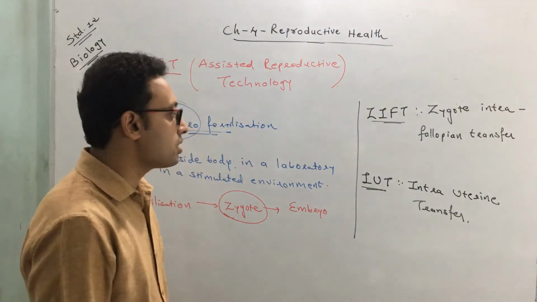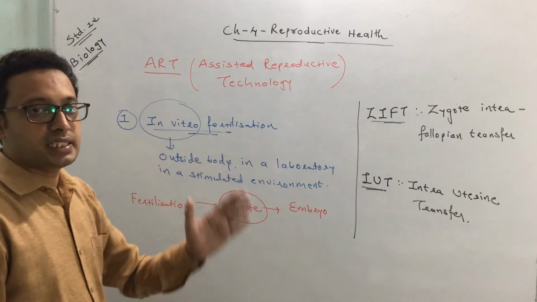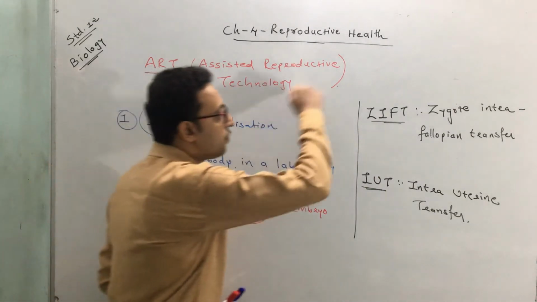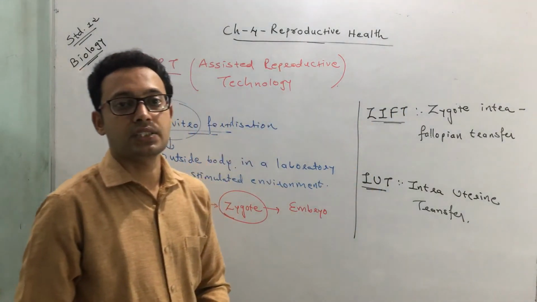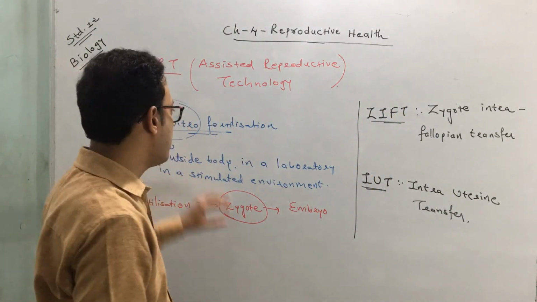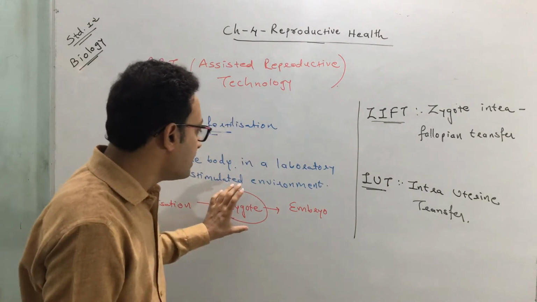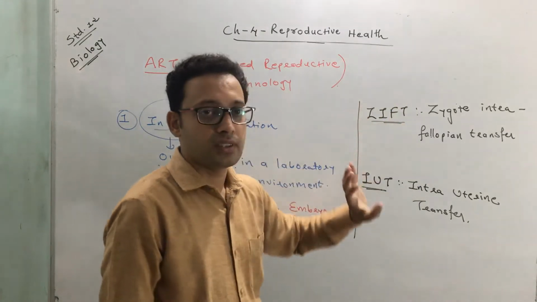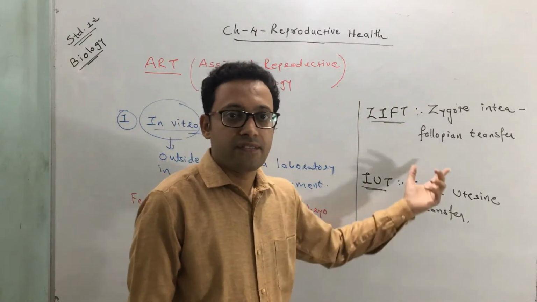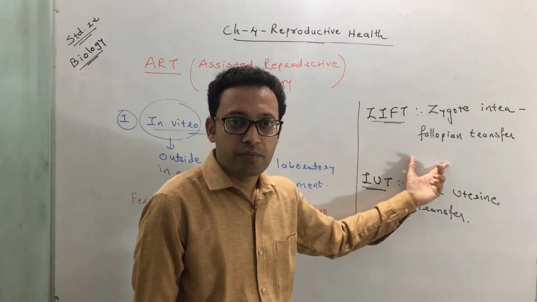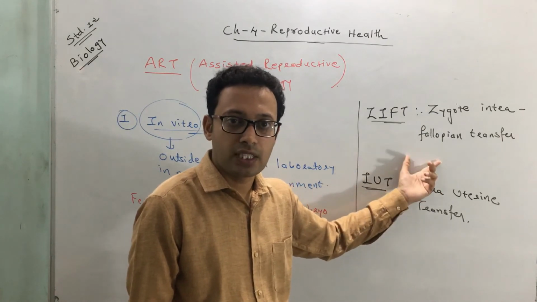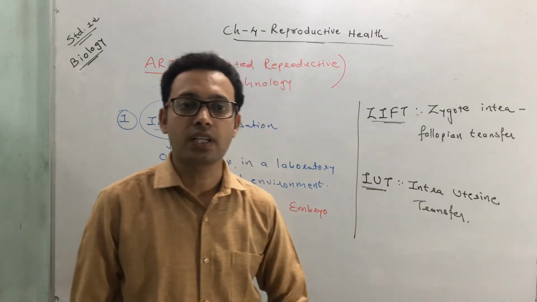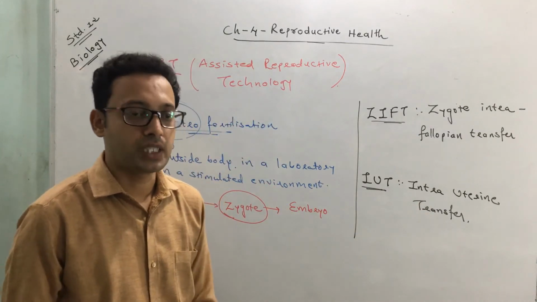Okay, so this is a technique of assisted reproductive technology in which in vitro fertilization is followed by embryo transfer. It means once the fertilization takes place, the zygote is formed, allowed to develop into an embryo, and then it is transferred. If it is transferred to a fallopian tube up to 8 blastomeres, that is called ZIFT. If it is more than 8 blastomeres and transferred to the uterus, then it is called IUT, intrauterine transfer.